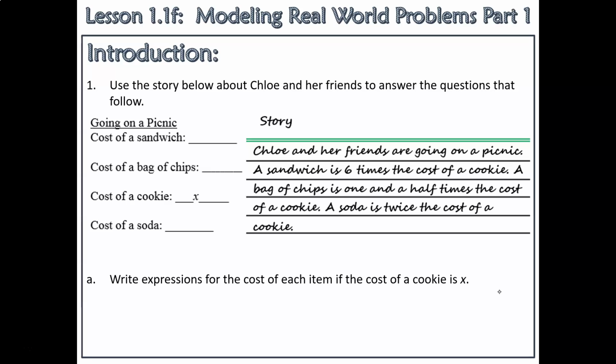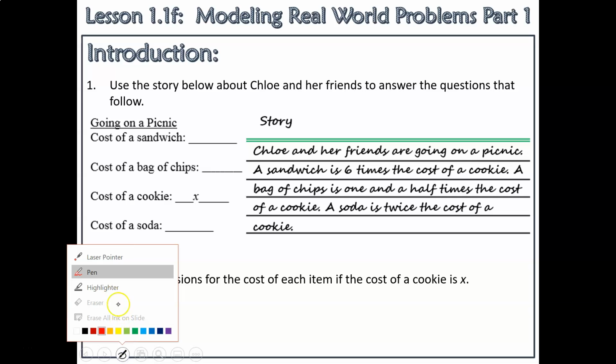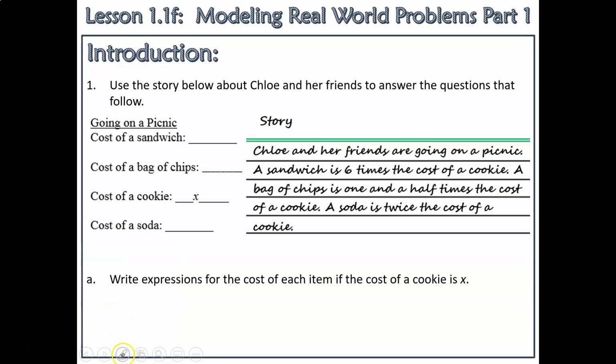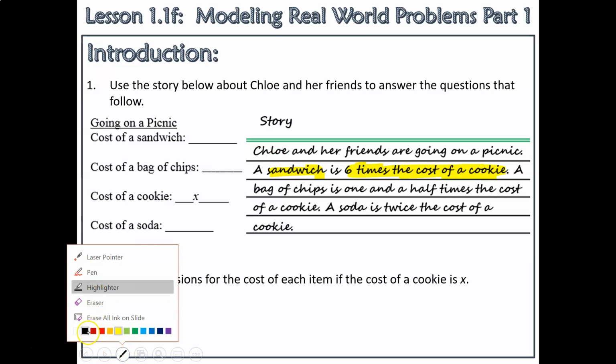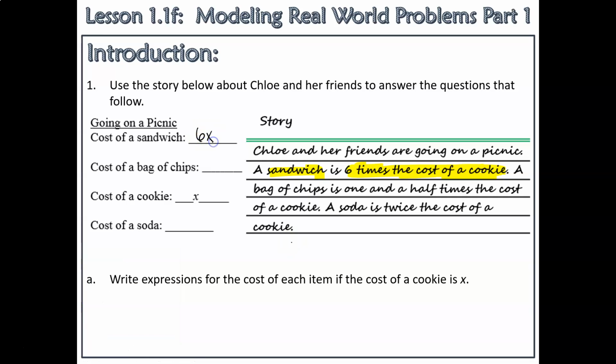So part A, right underneath that story, asks you to write expressions for the cost of each item if the cost of a cookie is X. So they give us X. Everything is in relation to the cost of a cookie. So let's look at the pertinent information in our word problem. First let's find the cost of a sandwich. It says right here, the cost of a sandwich is 6 times the cost of a cookie. So we know cookie is X. So we are going to make the cost of a sandwich 6X.